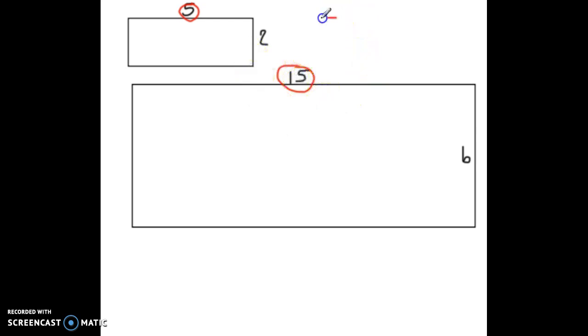So to do scale factor, I'm going to put my SF. If this is the original image, this would be the new image. So I would do 15 over 5, and that equals 3. So the length of this side is 3 times greater than the original. The length of this side, which is 6, is 3 times greater than 2. So now let's talk about area.